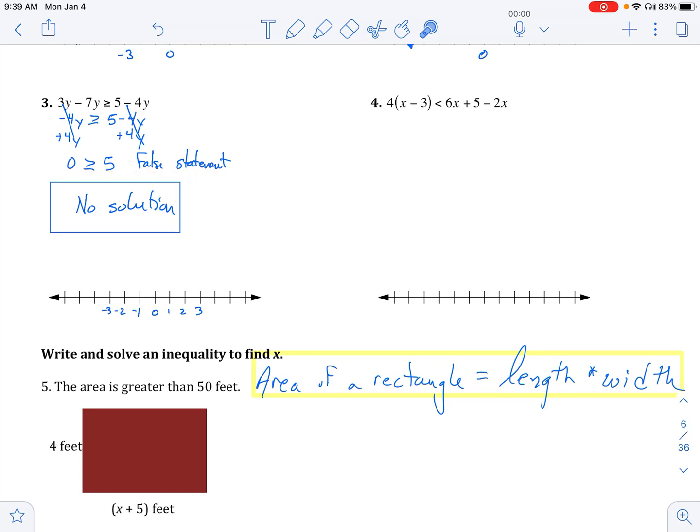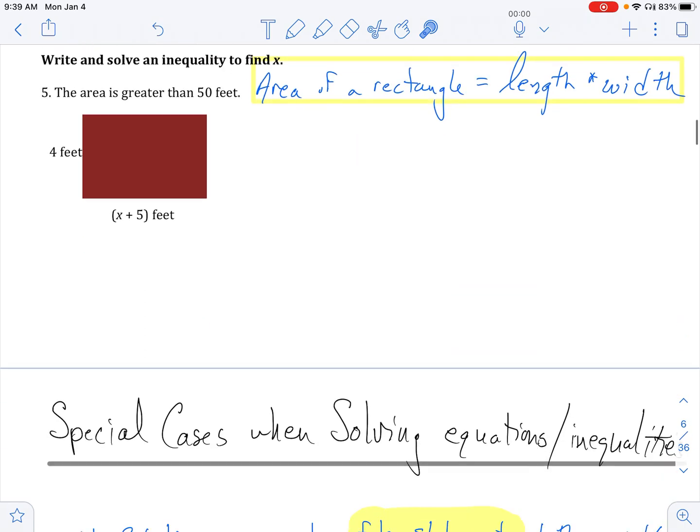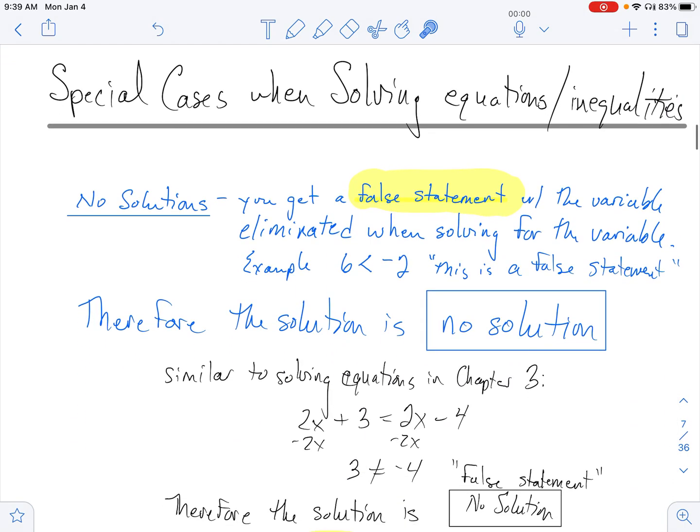And we saw this back in chapter 3 when we were talking about solving equations and what happened when both variables dropped out. So I made a little note here on this extra page that we had for our notes, and it was special cases when solving equations and inequalities. And what I wanted to recognize is that if we get a false statement when the variable has been eliminated or drops out, that is a situation where we get no solutions.